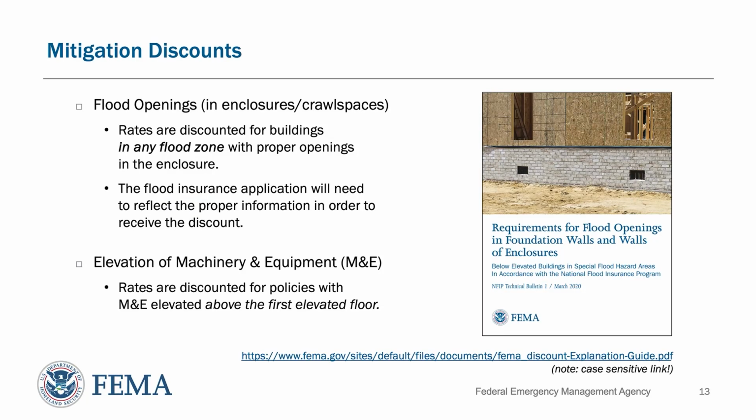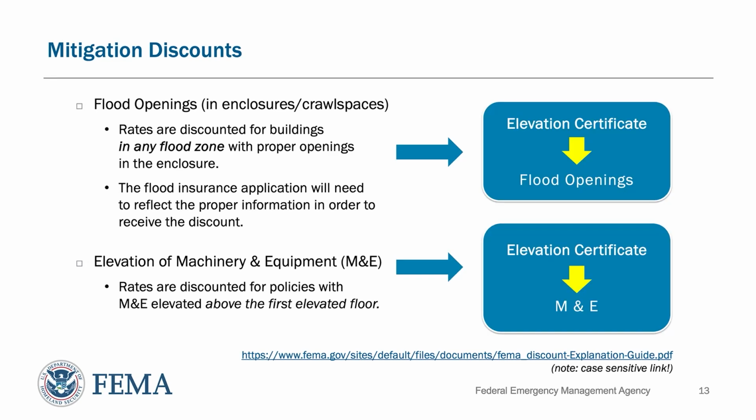Flood insurance discounts are available for policyholders with proper documentation of flood openings compliant with 44 CFR 60.3 and for machinery and equipment that's elevated above the first elevated floor. Eligibility for both discounts could be documented on the elevation certificate. The building's flood openings are documented on Section A of the EC, and the machinery and equipment elevation is documented in either Section C or in the new Section H.